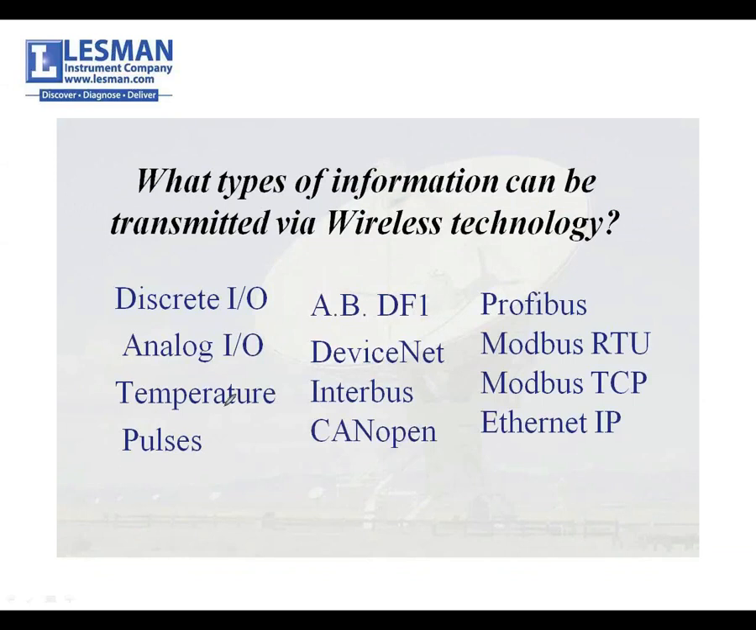We can also do temperature, pulses, Allen Bradley DF1, DeviceNet, so now we're getting into some more complex communication protocols. Interbus and CAN Open are used typically in the building automation business. We don't see it too much in our classic industrial customer, but it's out there. These guys over here in Profibus, these three right here are by far the most popular, which is Modbus RTU, Modbus TCP, and Ethernet IP.